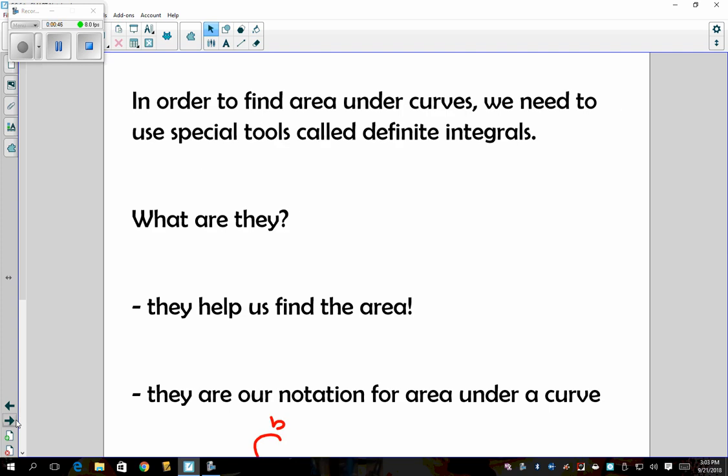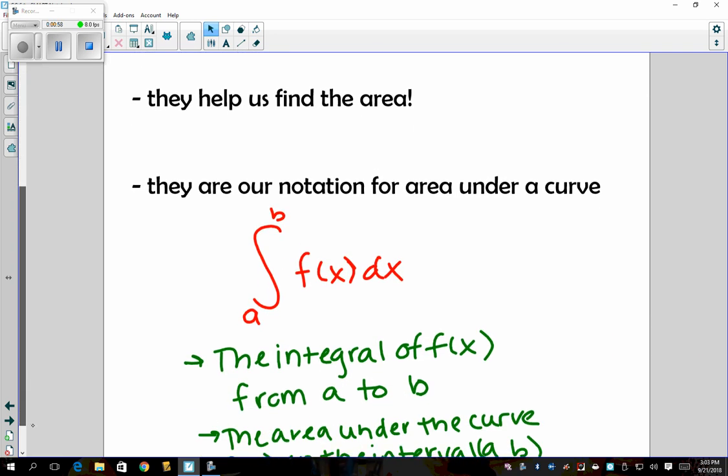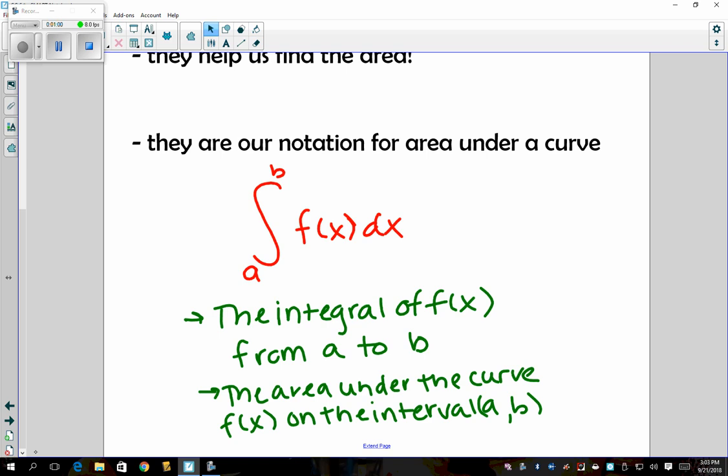So to find the area under these curves, we need to use what's called the definite integral. And it is basically our way to find the area under our curve. It does have a special notation for this. So this little squiggle line, that's our integral. What this is saying is the integral of f of x from a to b. Also, we can think of it as the area under the curve f of x on the interval a, b.